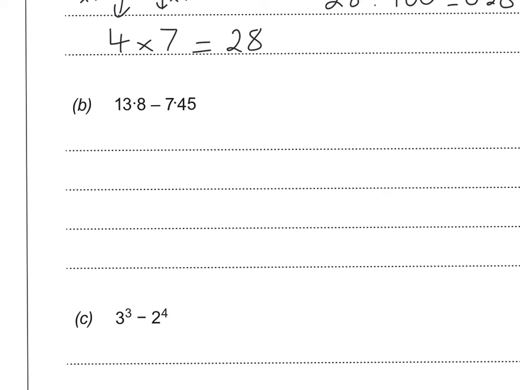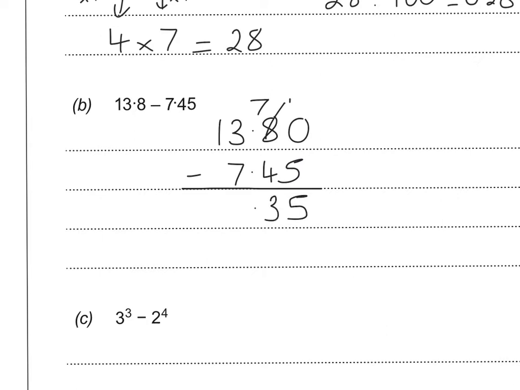On to question B, 13.8 take away 7.45. Again, you may be able to do this mentally, however, our written method would look something like this. Now 0 take away 5 I can do, but it's going to leave me with a negative answer. We don't want a negative there, so we exchange 1 tenth for 10 hundredths, and then do 10 take away 5 to give me 5. 7 tenths take away 4 tenths gives me 3. Now I've got 3 units, take away 7 units. I'm going to exchange 1 ten for 10 units, and do 13 units take away 7 units to give me an answer of 6.35.